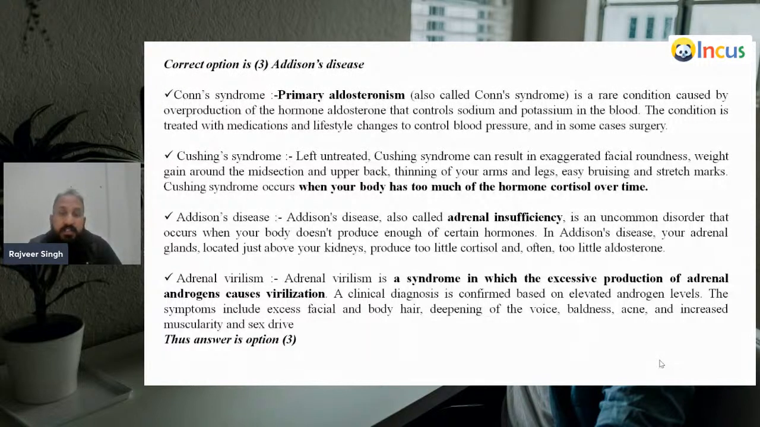This is the syndrome in which excessive production of adrenal androgens causes virilization. Right. A clinical diagnosis is confirmed based on an elevated androgen level. The symptoms include excess facial and body hair, deepening of the voice, baldness, acne, and increased muscularity and sex drive. So the answer will be third.